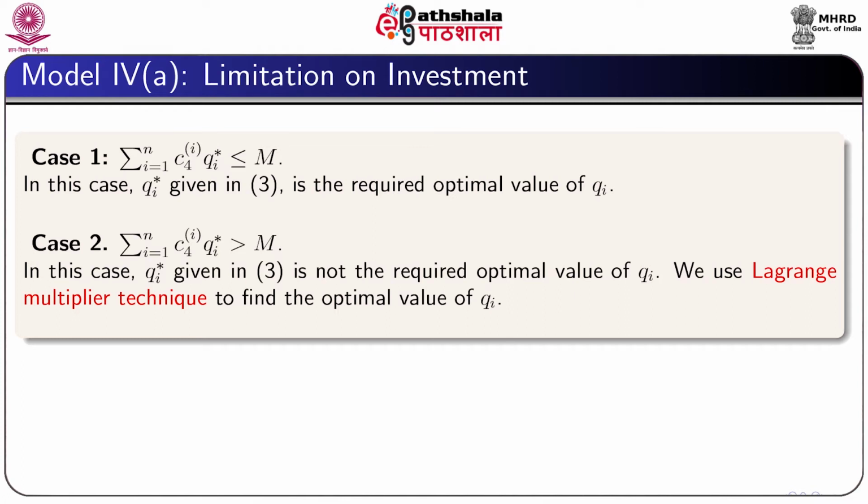Now, two cases arise. In case 1, if summation over i equal to 1 to n of C4i Qi star, where Qi star is the optimal value of the order quantity, is less than or equal to m, then Qi star given in equation 3 can be regarded as the optimal values of Qi. In the other case, if summation of C4i Qi star is greater than m, then Qi star obtained in equation 3 is not the required optimal value of Qi. In this case, we will use the Lagrange multiplier technique to find the optimal value of Qi.